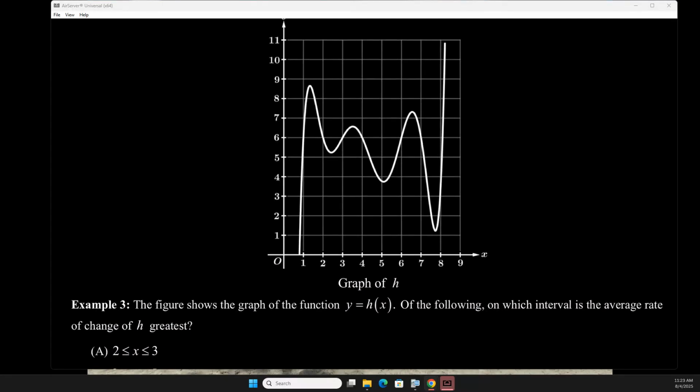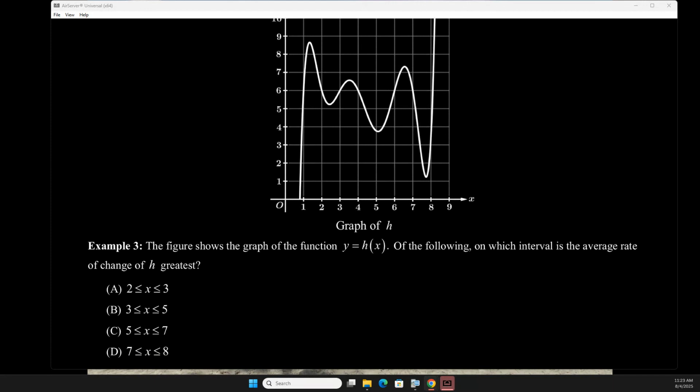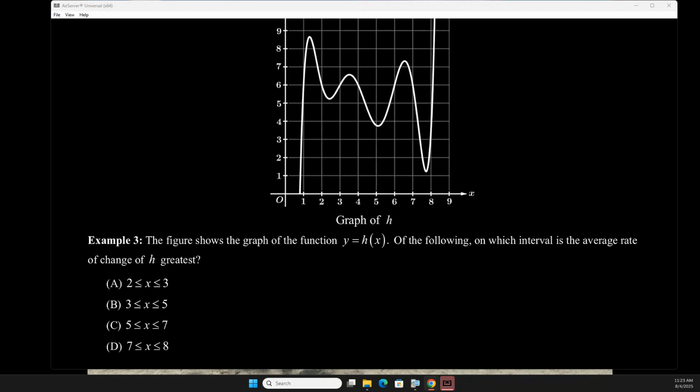And so on graph H, we want to find on which interval the average rate of change is the greatest. So this is what I would do. The first one is the interval from 2 to 3. I would go on the graph where x is 2 and put a point on the graph. And we're going to 3, so I'd go to where x is 3. The average rate of change is going to be the slope of the line between those 2 points. What would you say that slope is? That's going to be 0.